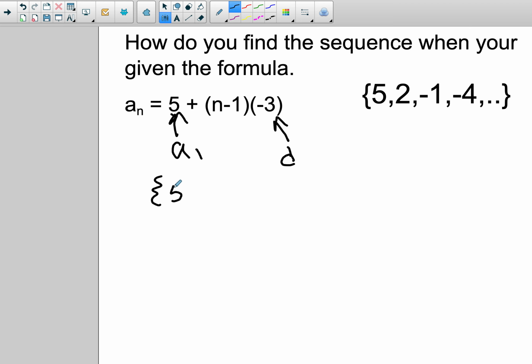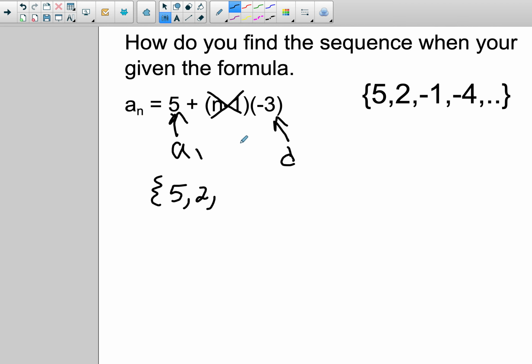5, and my D is the difference. I really don't care about this part. This is if I'm trying to find the next number in the term. But I do know my pattern is going to go down by 3. So what is 5 minus 3? That ends up being 2.